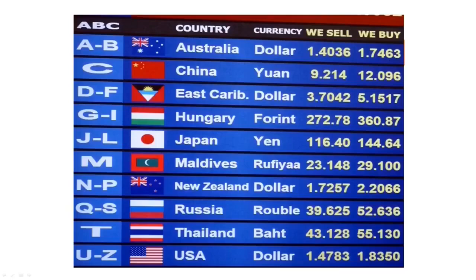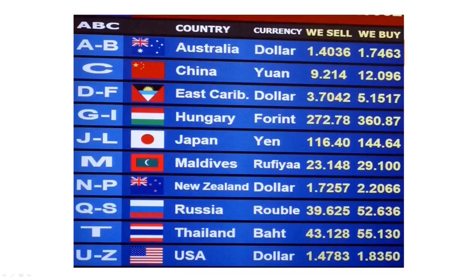When you go on a holiday overseas, you usually want to exchange your home currency for the domestic currency of the country you're traveling to. And in order to do that, you would go to a Forex exchange booth. And these booths will always have two different prices, a we sell price and a we buy price.